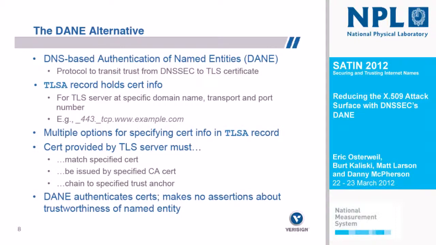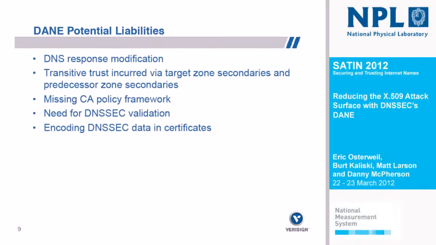So there's a little bit more flexibility in the protocol than you might have realized had you not been following its development. An important point, though, is that DANE is only doing authentication of certificates. There are absolutely no statements about trustworthiness at all. That's not a factor in this protocol. So it removes that conflation that we have in the CA model.